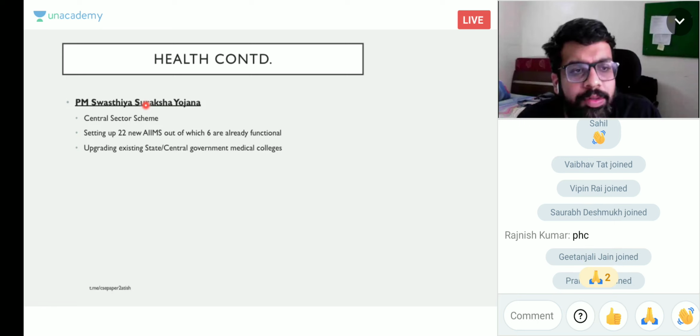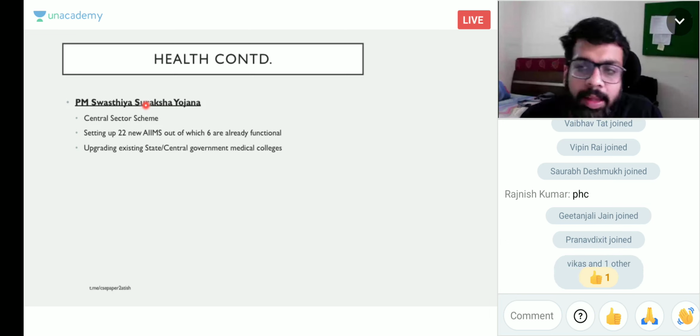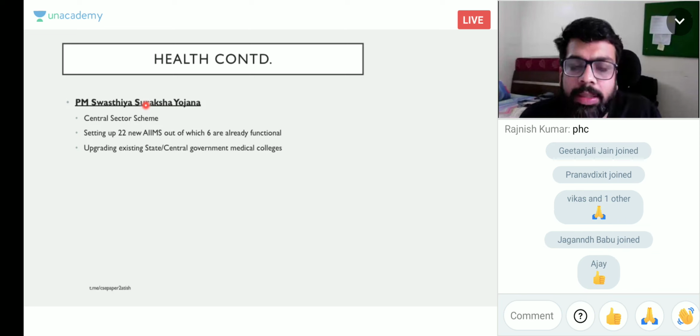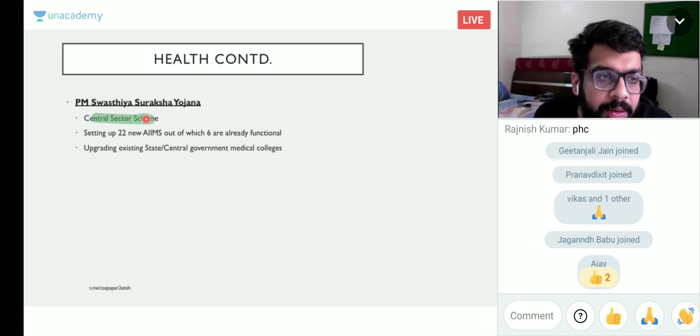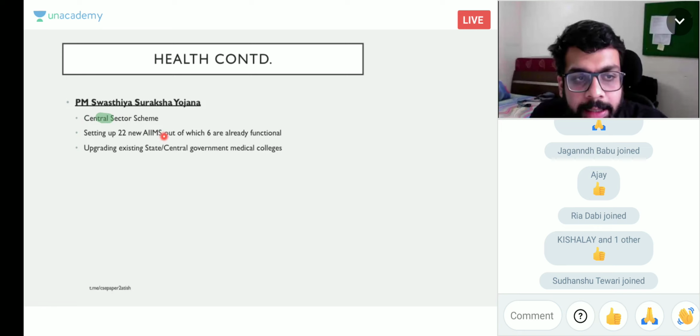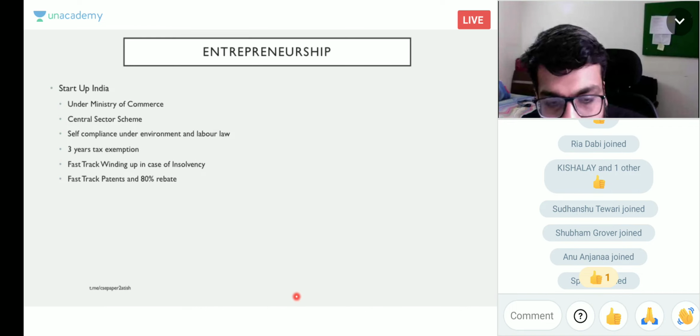So this scheme has two parts. First is to set up new AIIMS. Second is to upgrade existing state or central government medical colleges. That's it. There's nothing more. The state is willing to upgrade existing state medical colleges by giving them a super specialty block or a treatment center or a trauma center. You must ask, why does the center only pay for this? Because AIIMS are the central government's. The states do not own AIIMS. The central government does. That is why the center is setting up more AIIMS, because the center owns AIIMS. That's pretty much it. There's nothing more you need to know where this is concerned.